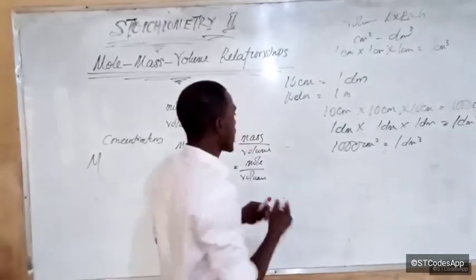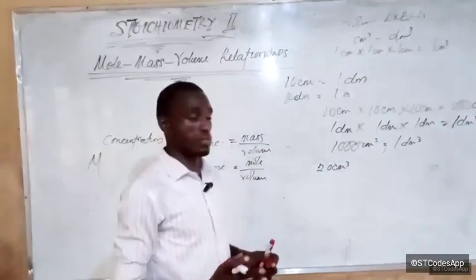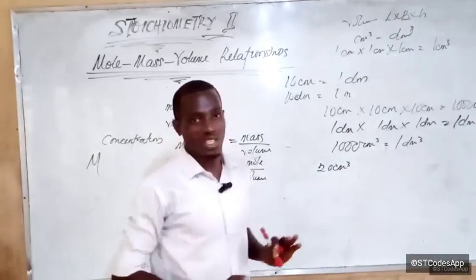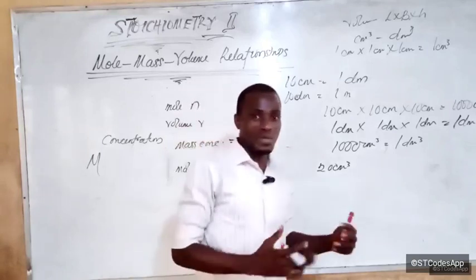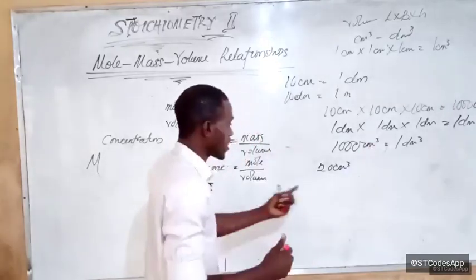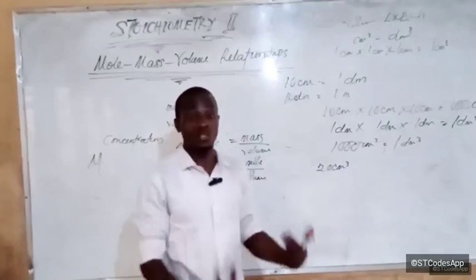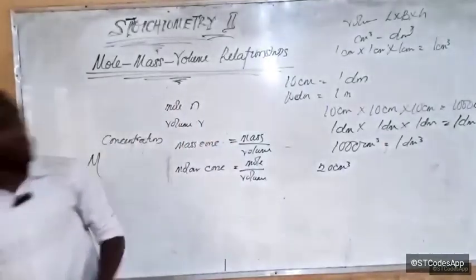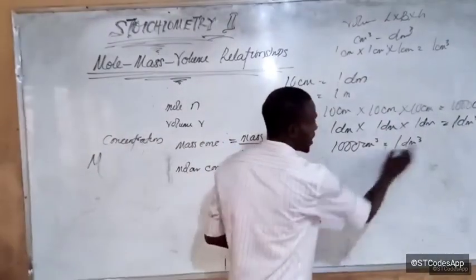So if I told you I had 20 cm cube and you are told to convert to decimeter, you don't have to stress yourself by beginning to think, am I going to multiply by 1,000 or will I divide by 1,000? It's no stress at all. Just use this unit of conversion and you get your answer. If you don't know, write your standard unit, which is 1,000 cm cube is equal to 1 dm cube.